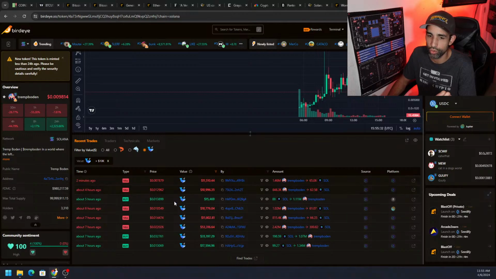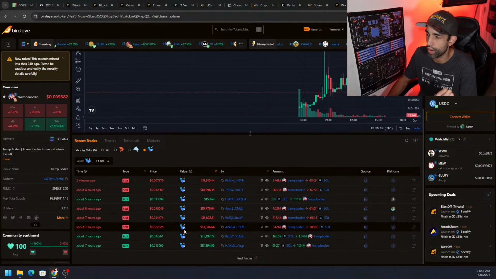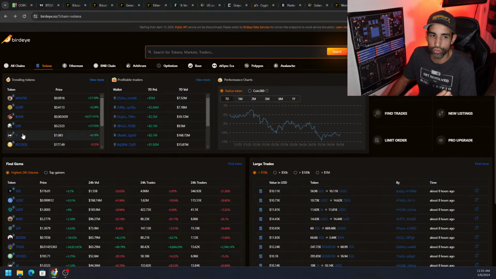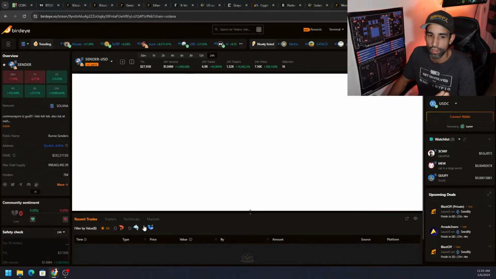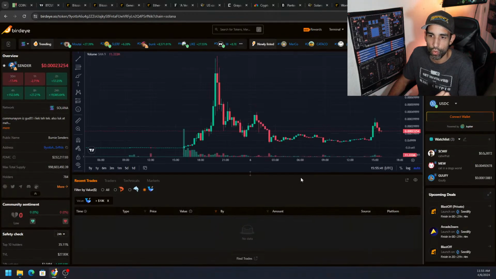Okay, so we got some whale transactions, but they're red and green. What I'm trying to show you is you will see on some of these a yellow or a blue.